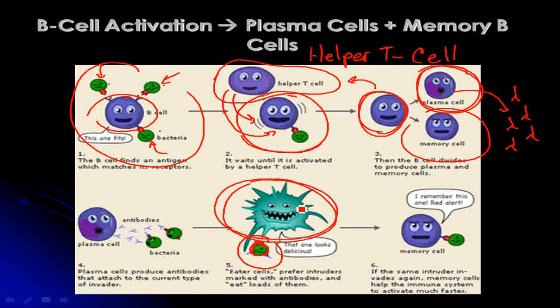And then finally, here's your memory cell over here. So as we'll see a little bit later, in the future, if these same little critters get inside your body again, that same antigenic determinant on its surface, that same epitope, will bind to the B cell receptors on the memory cell, and that memory cell will very rapidly get activated and start producing antibodies to help you get rid of it.